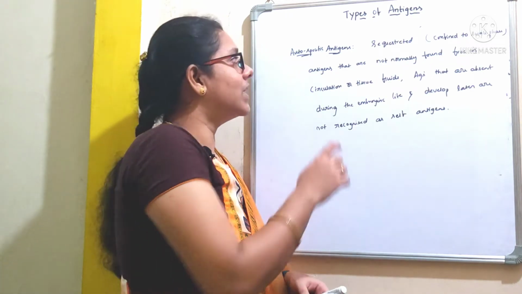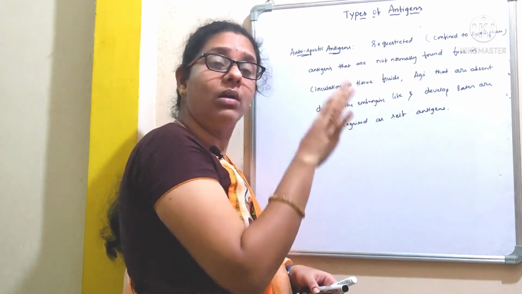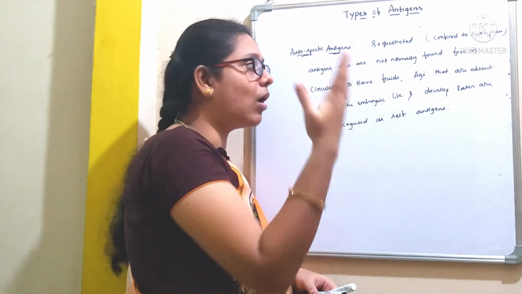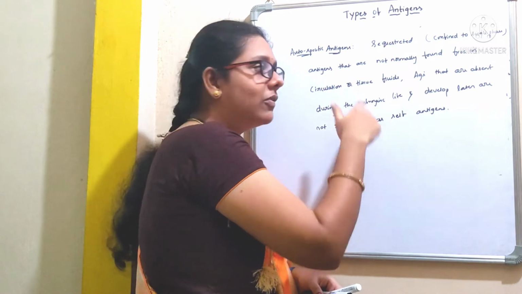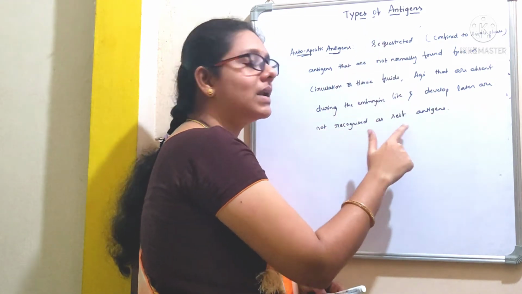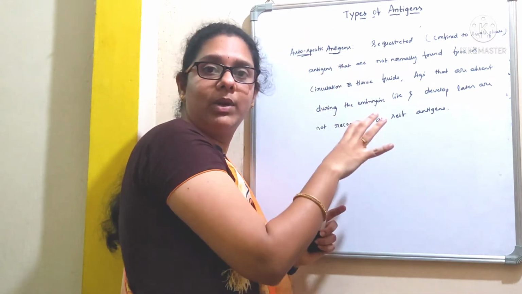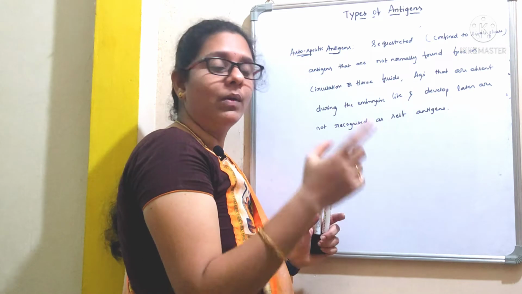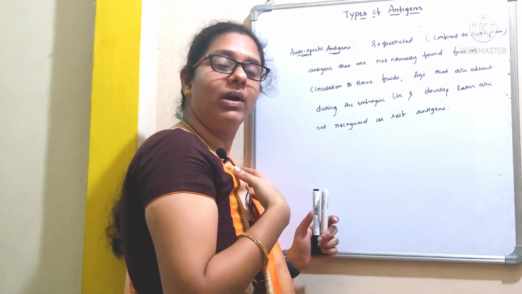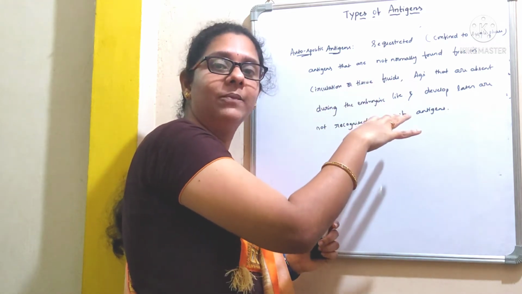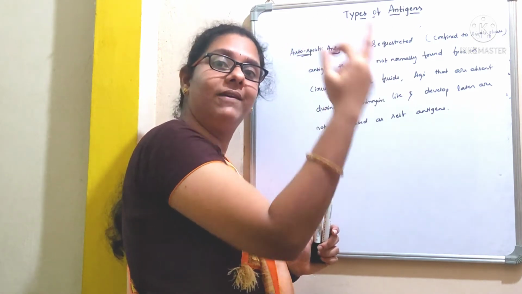Coming to the other type, that is autospecific antigens. These are sequestered antigens that are not normally found free in circulation or tissue fluids. Antigens that are absent during embryonic life and develop later are not recognized as self-antigens. See here, these antigens are not present during the embryonic stage, but they develop later. Once they develop and are released into the tissues, what happens? Our body will recognize them as foreign particles. They are not considered as self because they are not present at the embryonic stage and they develop later.